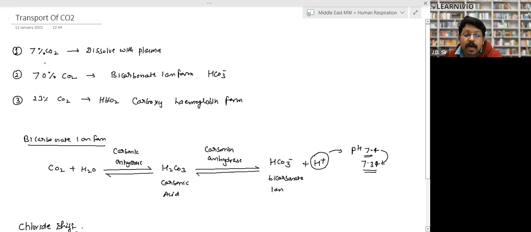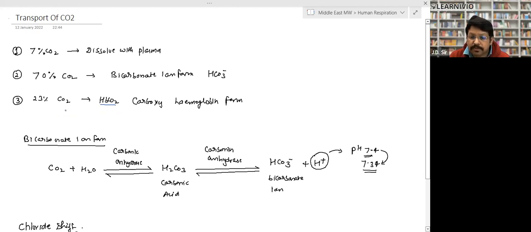Then 7% of the carbon dioxide is transported from the tissues to the lungs, or we can say alveoli, in dissolved condition. The rest, 70%, is transported as bicarbonate. Hence, the bicarbonate ion has the larger share, the lion's share, in the transportation of carbon dioxide. And last but not the least, 23% of the carbon dioxide is transported with the help of hemoglobin.